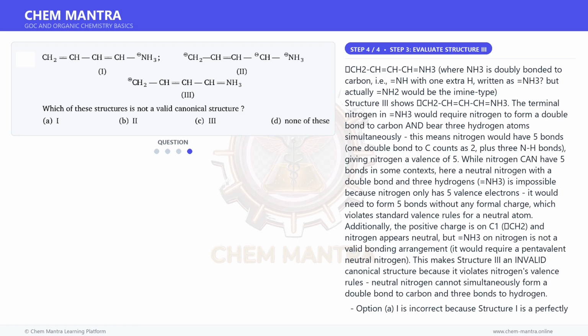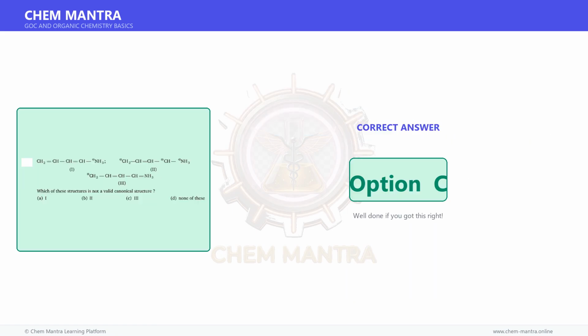Option A. I is incorrect because structure I is a perfectly valid canonical form. Option B. 2 is incorrect because structure 2, though charge separated, maintains correct valences and conserves total charge. Option D. None of these is incorrect because structure 3 is indeed invalid. Therefore, the correct answer is option C.